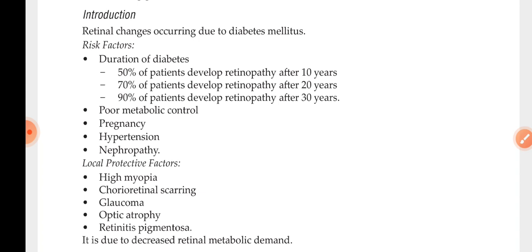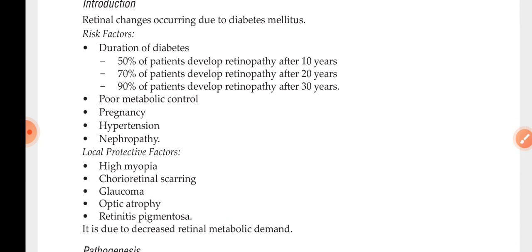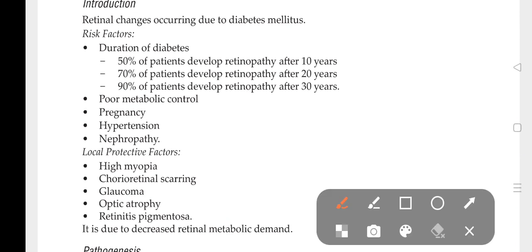Now what are the risk factors? Duration of diabetes. 50% of patients develop retinopathy after 10 years, 70% after 20 years, 90% of patients after 30 years. This means diabetes is a chronic disease, and as chronicity increases, the chances of getting diabetic retinopathy increase. Other risk factors are poor metabolic control, pregnancy, hypertension, neuropathy.